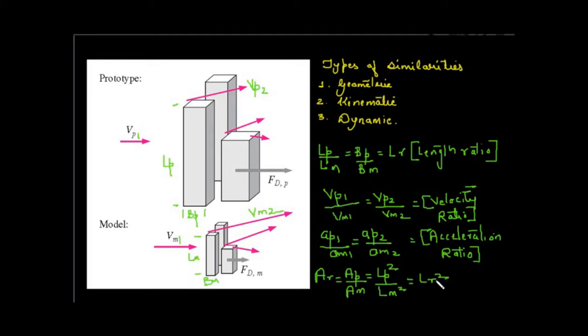So area ratio is the square of length ratio, and volume ratio will be the cube of length ratio.